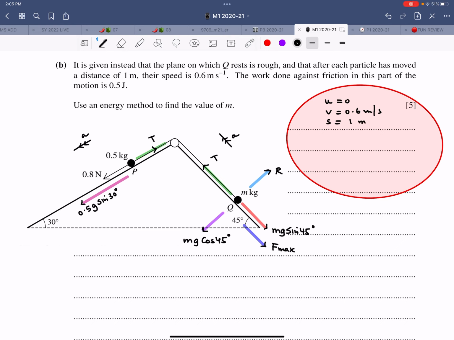And I can find v squared is equal to u squared plus 2as. So therefore 0.6 squared is equal to 0 squared plus 2 into a into s, which is 1.0 meter. Therefore a comes out to be 0.6 into 0.6 divided by 2. That comes out to be 0.18 meter per second squared. That is the answer for this particular part.